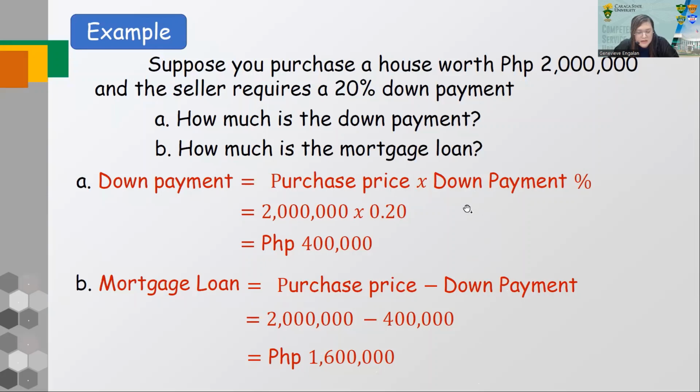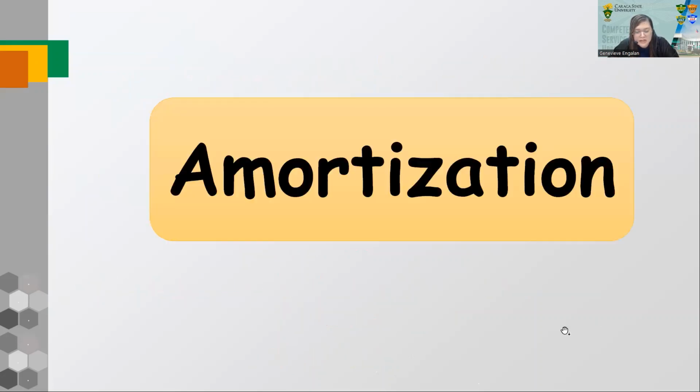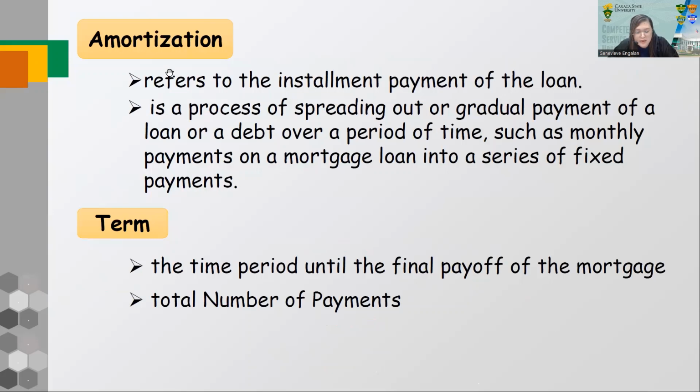That's it, class. Down payment and the mortgage loan. Okay? So, unsaon man dayon ma'am pag-compute sa among monthly amortization? Pila man among bayaran kada bulan? So, kung atong makuha, kung nakabayad na mo og down payment, tapos naa na ang atong mortgage loan, ang pag-compute sa atong monthly amortization is ingon ani. So again, ang amortization refers to the installment payment of the loan. It is the process of spreading out gradually payment of the loan or a debt over a period of time.